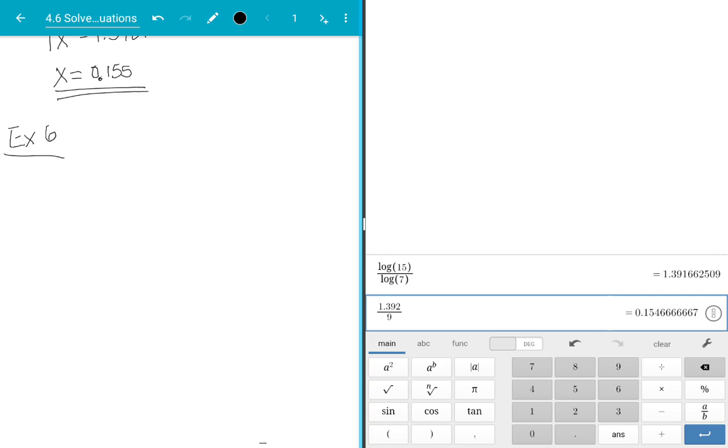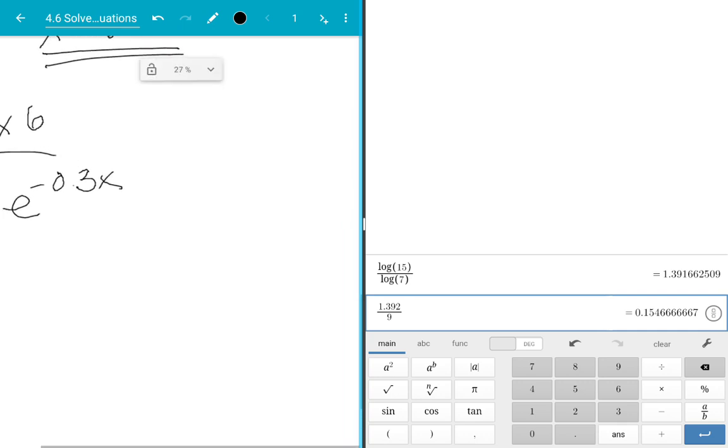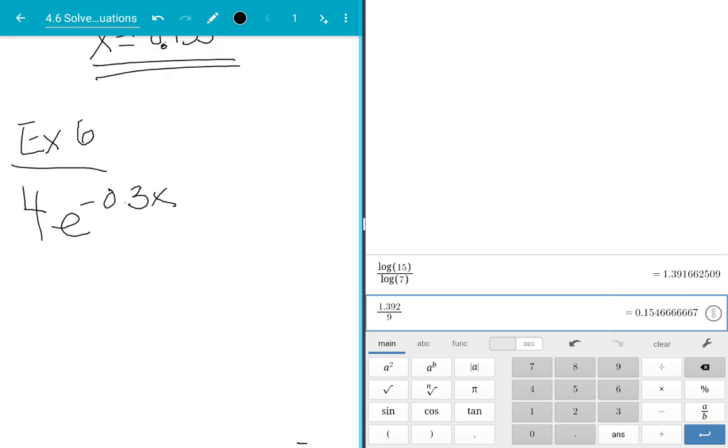Okay, so we have 4e to the negative 0.3x minus 7 equals 13. Just make that a 0.3 there, just to make sure you guys understand. All right, so we want to solve this equation here. So we start the process.